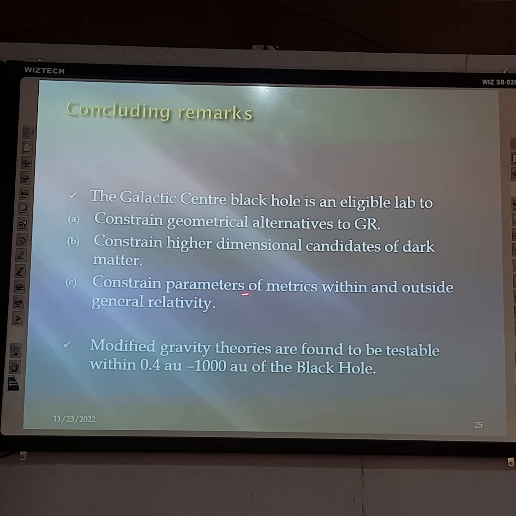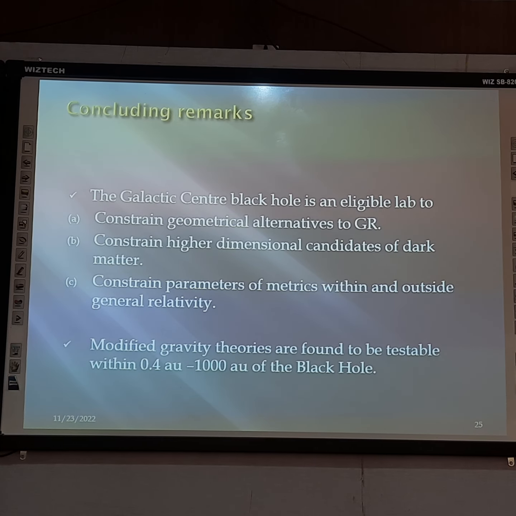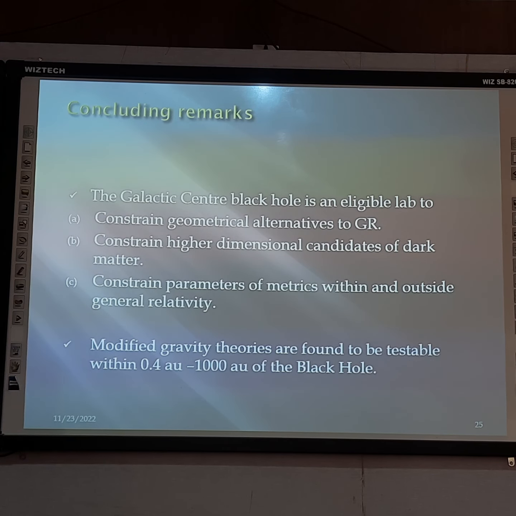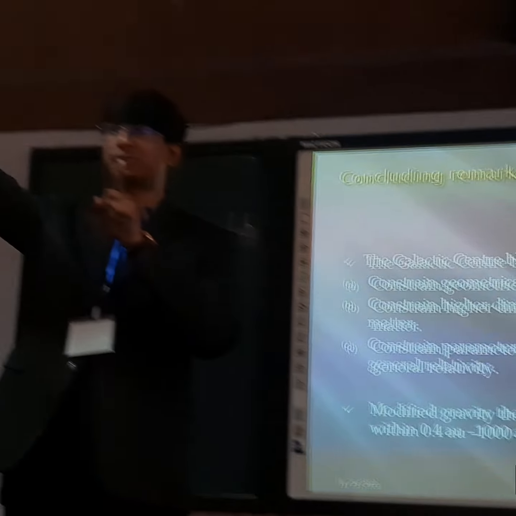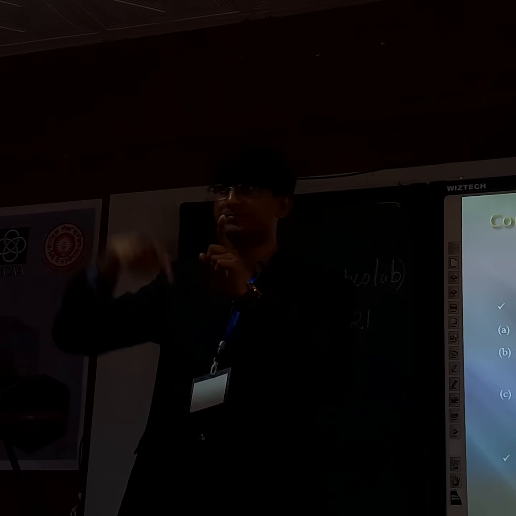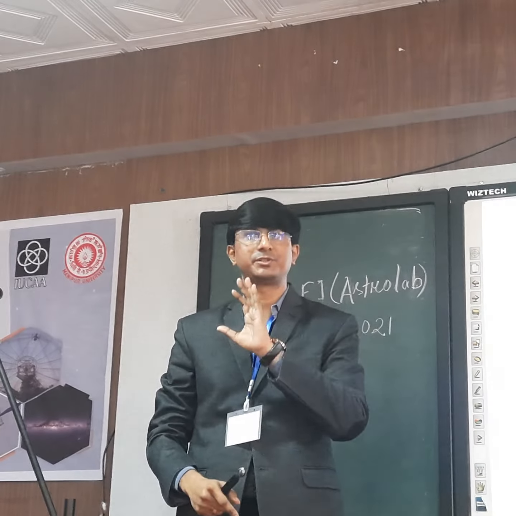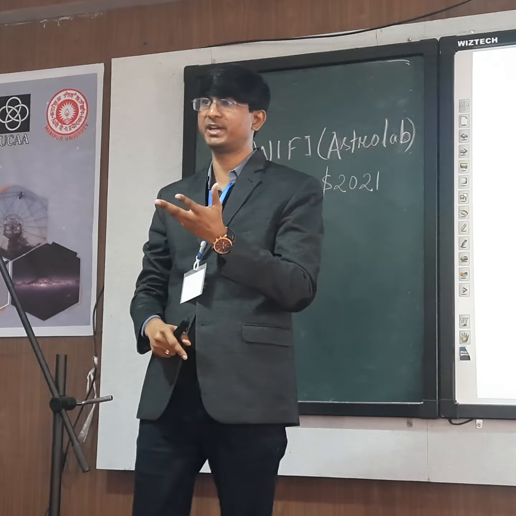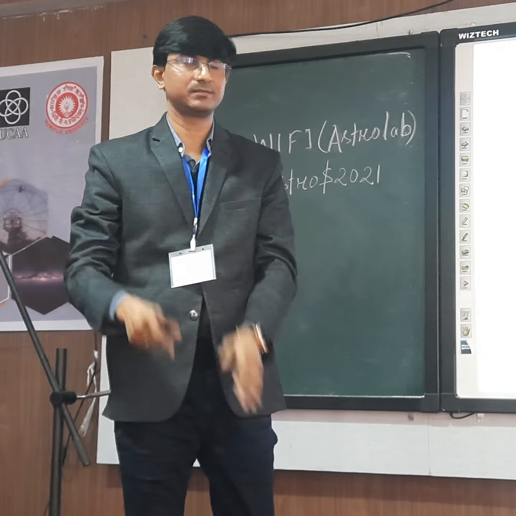Then we can also constrain parameters of the metric within and outside GR. And the next thing that I am looking forward to is that we can put a lot of constraints on other modified theories of gravity on that wide scale, starting from the shadow diameter, 0.4 AU, up to the S2's orbit, which is 1000 AU. So this is a good laboratory with which we can try to understand how gravity works, how space-time behaves, at least in the classical domain.